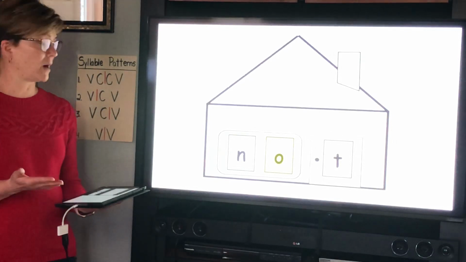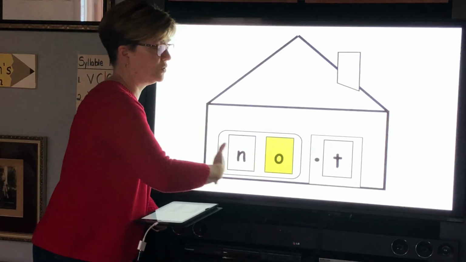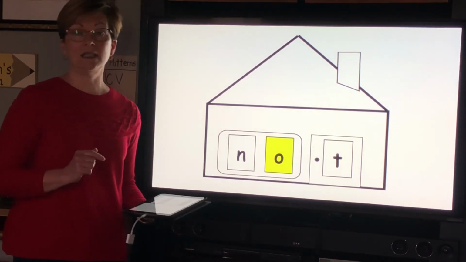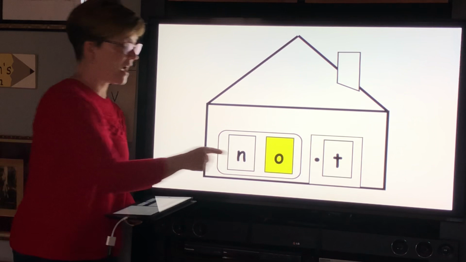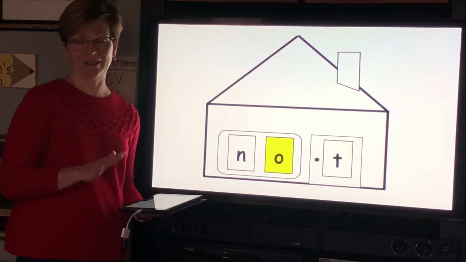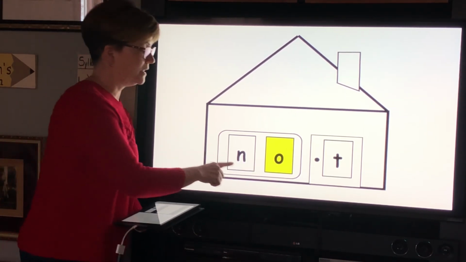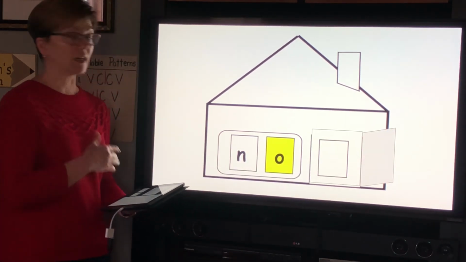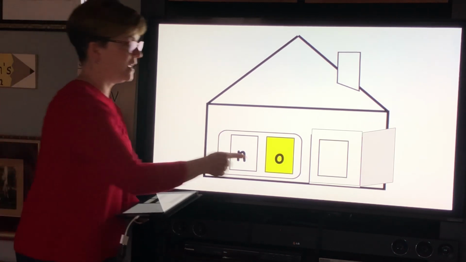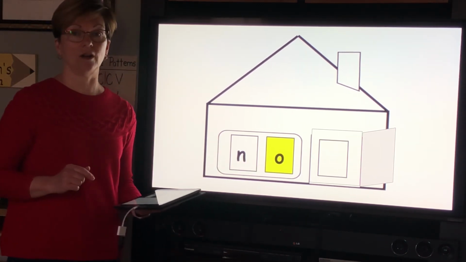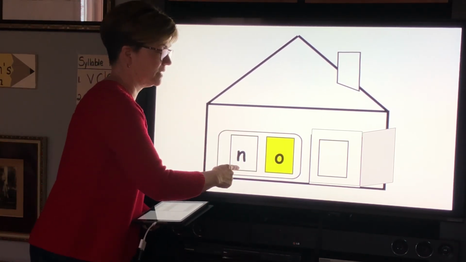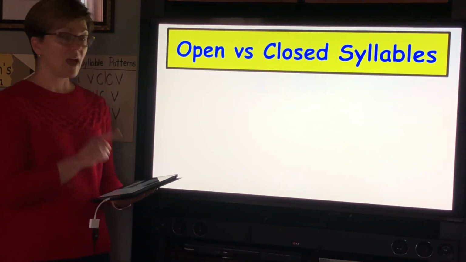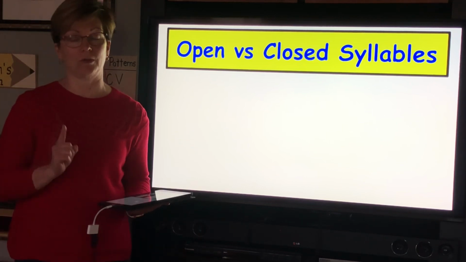Okay, just a reminder that when this syllable has a closed door and it ends with a consonant, then our vowel is going to be short. It's going to be a short, wimpy sound. N, ah, t, not. And when our door is open, then our vowel has to be long and strong. So this is an open syllable that says no. Not became no.